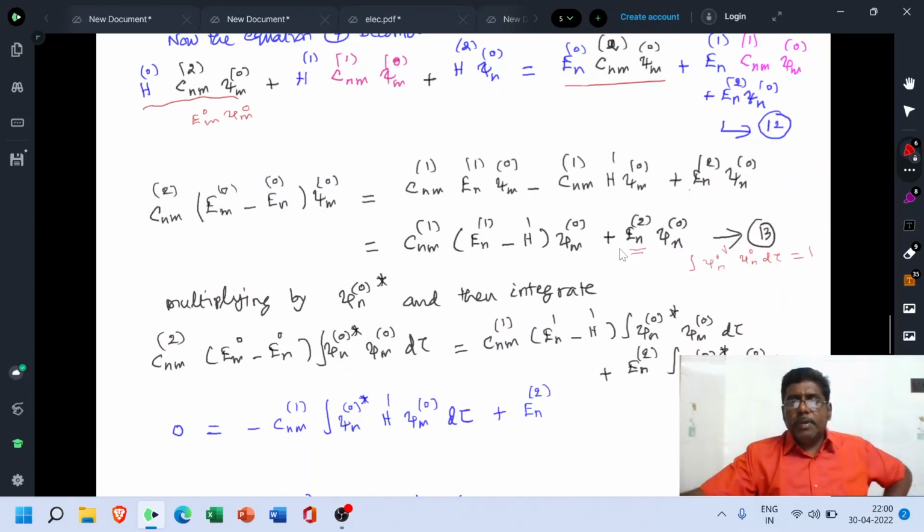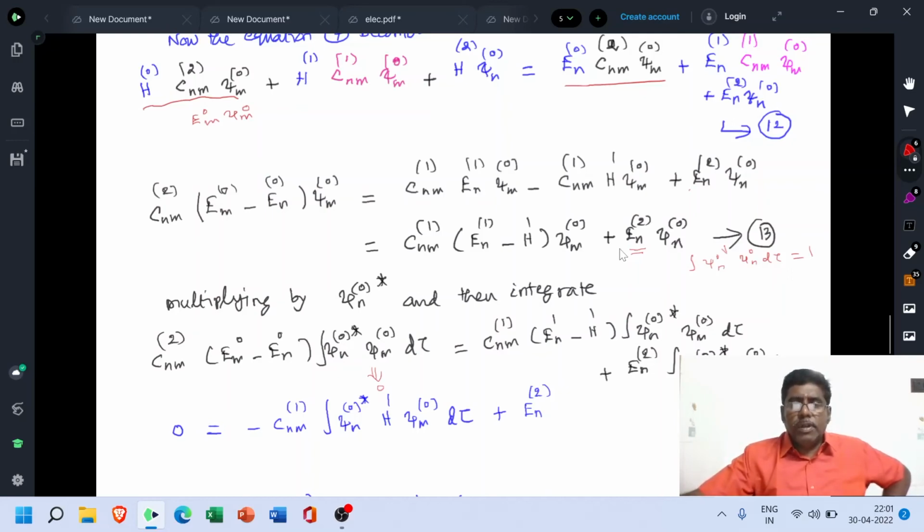Here psi n0 star psi m0 d tau, this value is 0 because this is our orthogonality condition. This wave function is in the mth state, but this wave function is in the nth state. These two wave functions psi m and psi n are mutually orthogonal. So this integral value equal to 0. So the left hand side is 0.